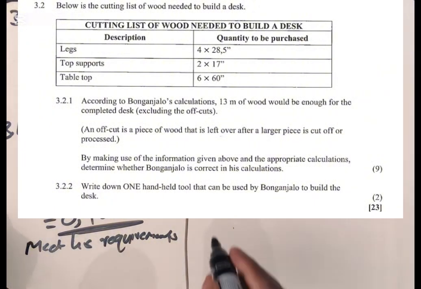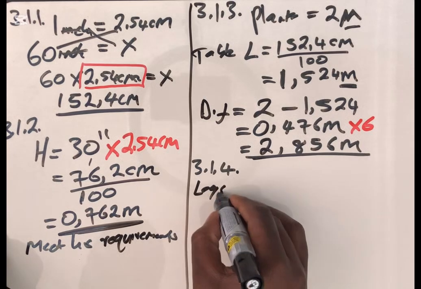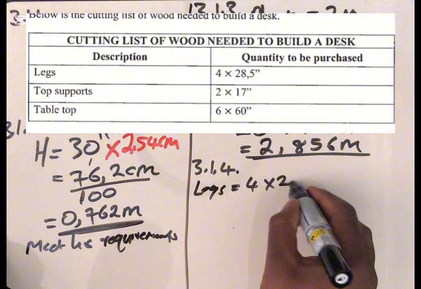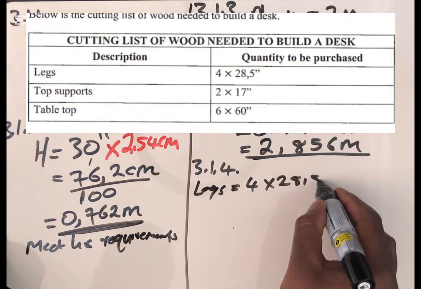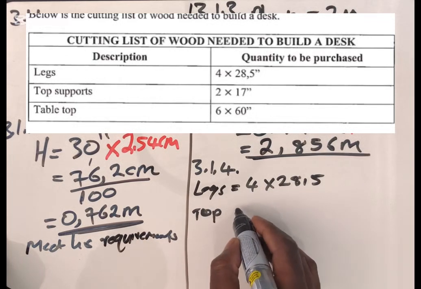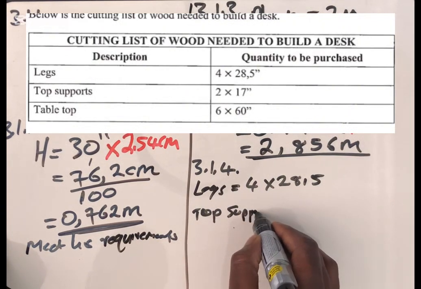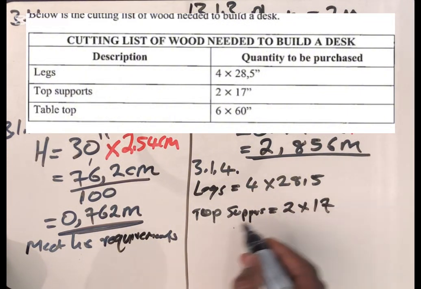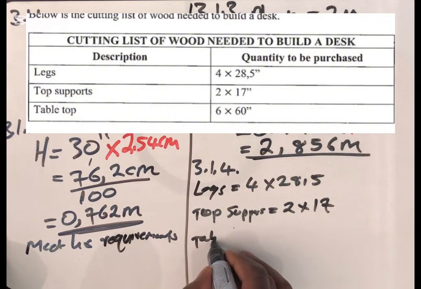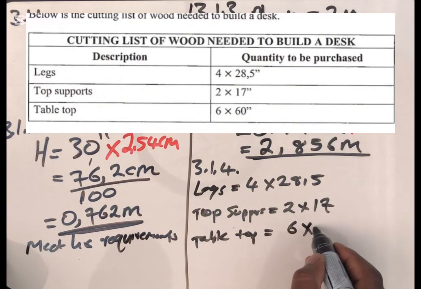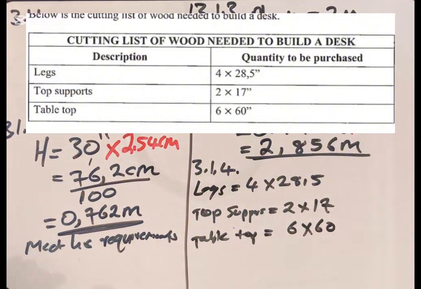So for legs, we're going to say 4 multiplied by 28.5. For top supporters, it is 2 multiplied by 17 inches. Tabletop is 6 multiplied by 60 inches. So if you check, I just copied the table down.